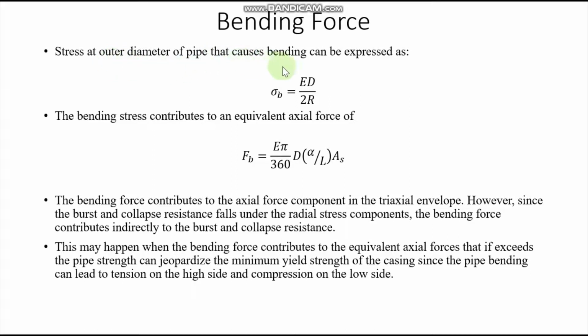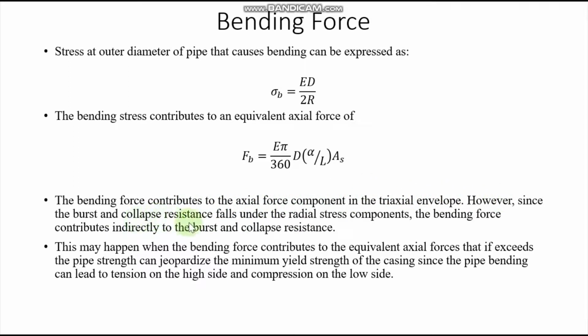So the stress at the outer diameter of the pipe that causes bending is given by Young's modulus times diameter over 2 times the radius of curvature. The bending stress contributes to the equivalent axial force, given by the equation below: the force due to bending is Young's modulus multiplied by pi over 360, diameter, alpha over L, and the pipe cross-sectional area. So the bending force contributes to the axial force component in the triaxial envelope.